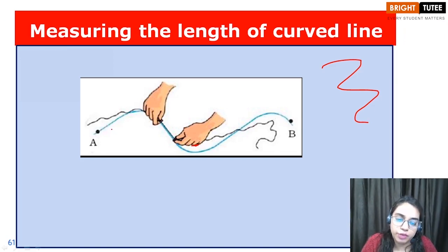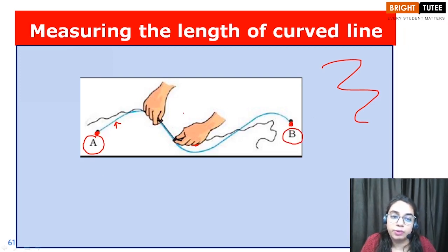So children, suppose this blue line is the curved line we want to measure. We will mark its end points as A and B respectively. This point is A and this point is B. Now we will take a thread and tie a knot at one end. Okay children, and we will try and hold it tightly.